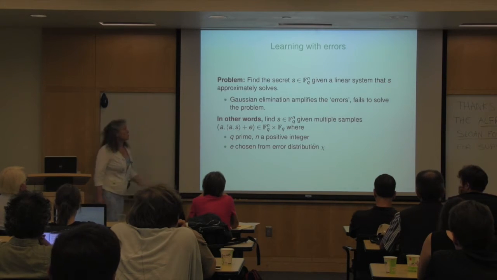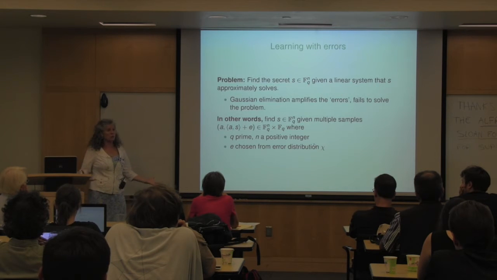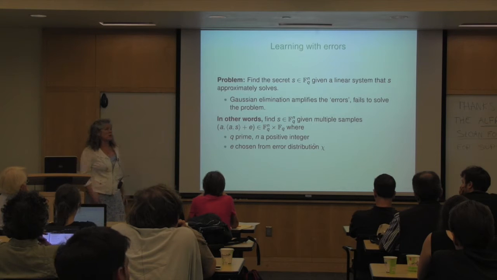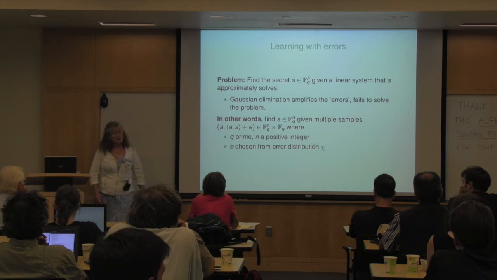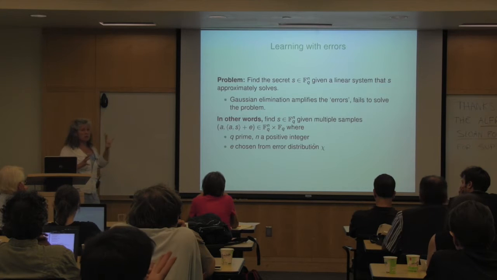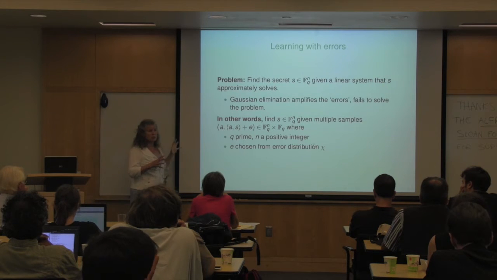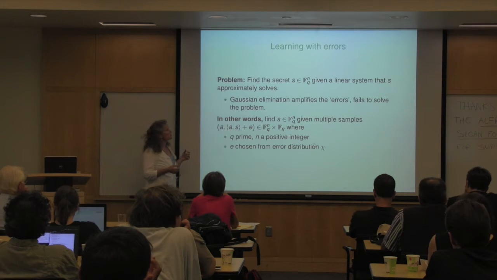And then the decision version would be just, can you even decide whether those samples were learning with errors samples, or were they just random vectors with two random entries here. So that's the learning with errors problem. And you'll see, we'll talk a little bit about parameters and hardness, because all of these things depend on the parameters that you select, of course.